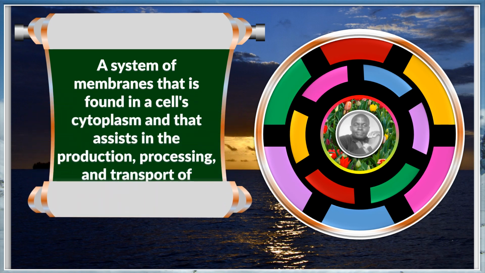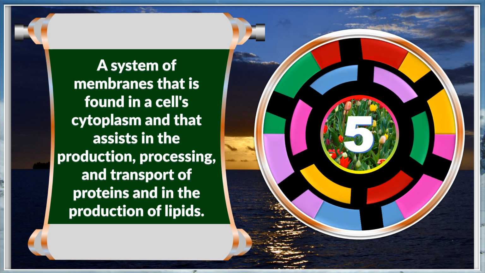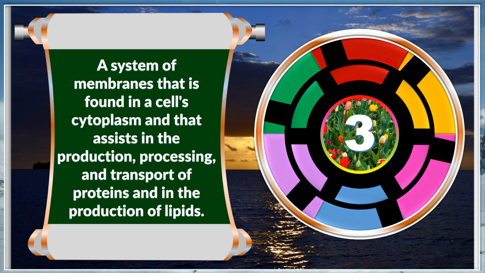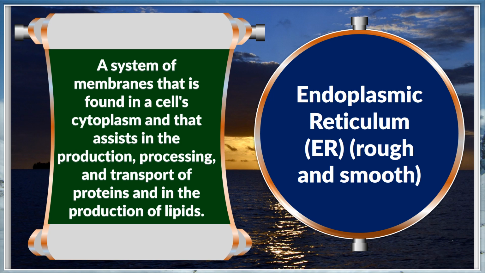A system of membranes that is found in the cell cytoplasm and that assists in the production, processing, and transport of proteins and in the production of lipids. Endoplasmic reticulum, the rough and the smooth.